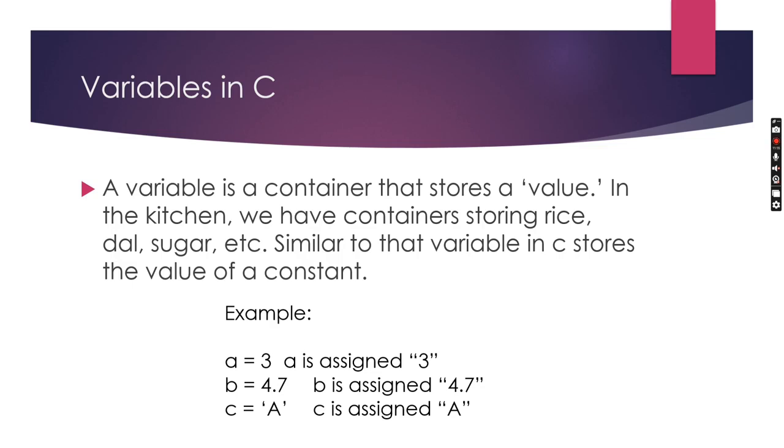A variable is a container that stores a value. Like in the kitchen, we have containers for storing rice, dal, sugar, etc. Similarly, variables in C store values. Here a = 3 means a is assigned the value 3. Double equals (==) means equal to, and single equals (=) is an operator which is used to assign the value.